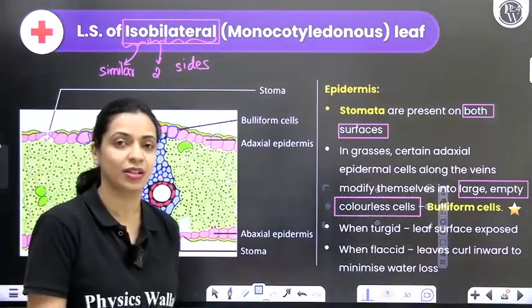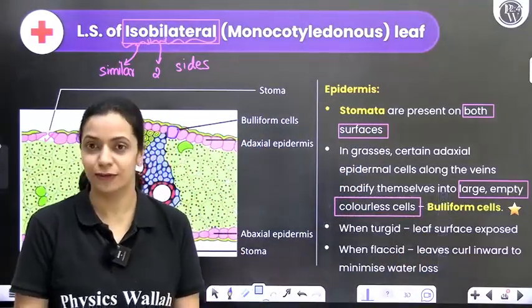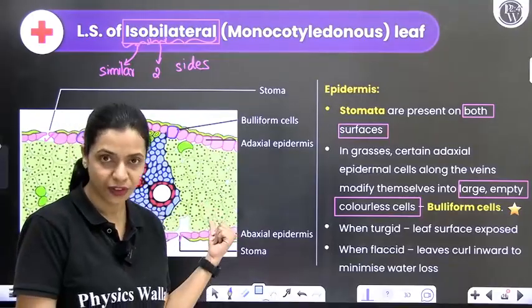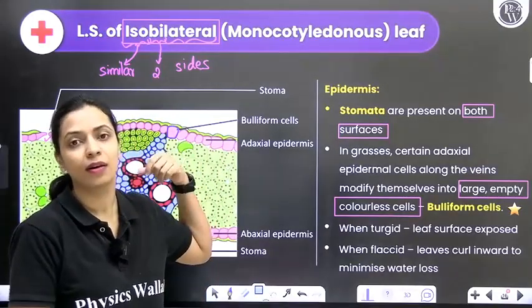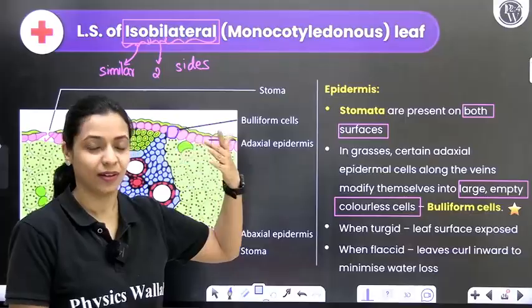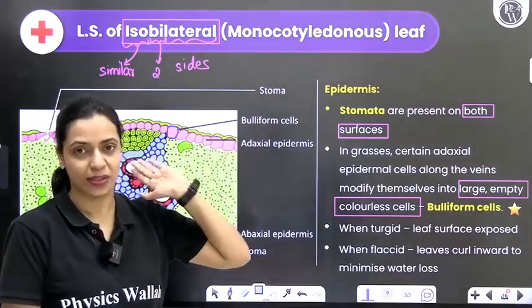They have a special name. They are called bulliform cells. Now over here in a monocot leaf, you're finding stomata in the upper epidermis as well as the lower epidermis.